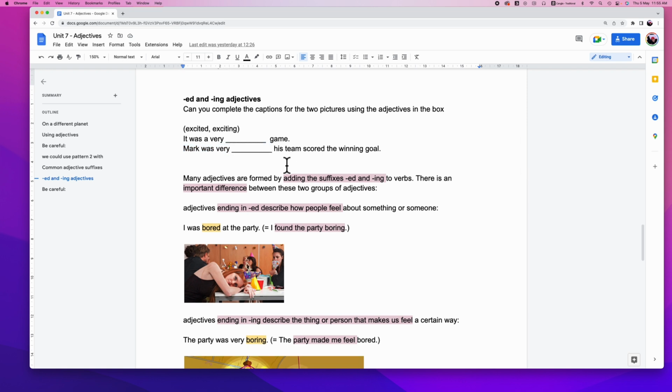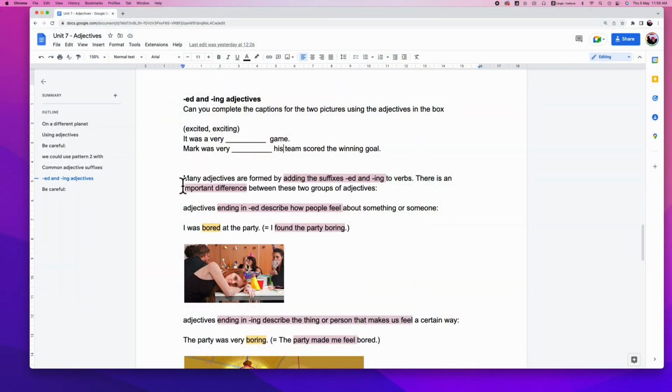Alright, in order to answer this question properly, we have to take a look at the following explanation. This is really important because -ed adjectives and -ing adjectives are commonly used in most sentences. So let's take a look a little more deeply. Many adjectives are formed by adding the suffixes -ed and -ing to verbs, which means they end with -ed or -ing, to make an adjective. However, the most important thing is, what's the difference between these two groups of adjectives?